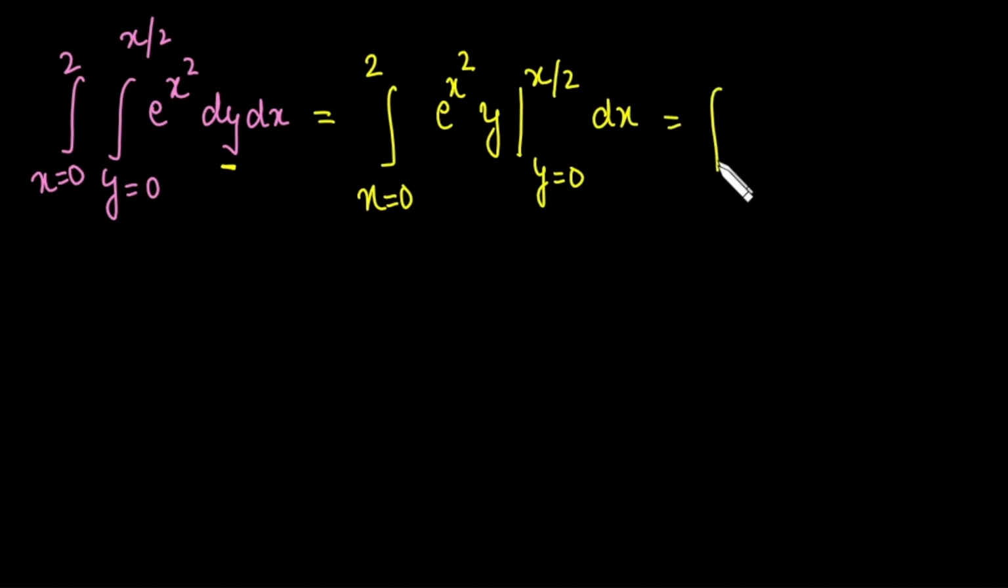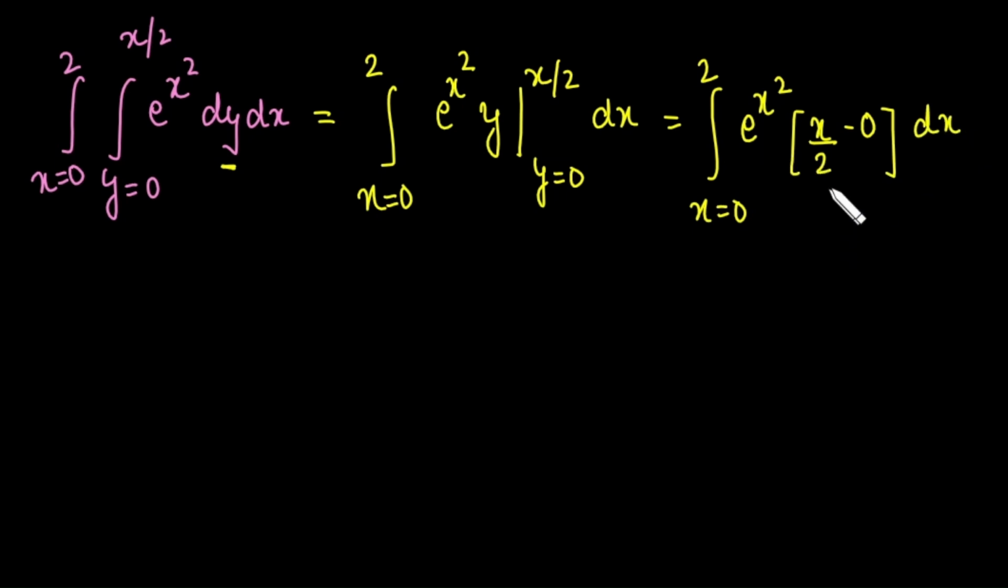This is equal to the integration from 0 to 2 of e raised to power x square as it is. These are the limits for y. Put the upper limit minus the lower limit. The upper limit is x by 2 minus the lower limit 0. Now integrate this one with respect to x. So basically this is simply x by 2.